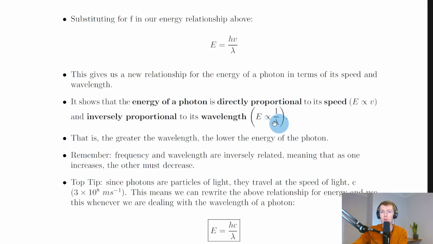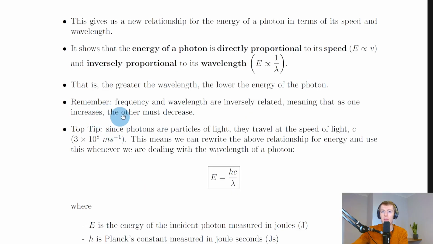So we've got some conclusions here based on these relationships. We could say the greater the speed of the photon, the greater its energy, which does make sense. And we could say the greater the wavelength, the lower the energy of the photon. If you think about the wavelength there, the denominator increasing, then the energy will become smaller because of this inverse relationship.